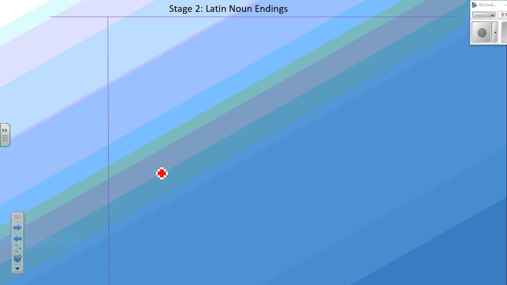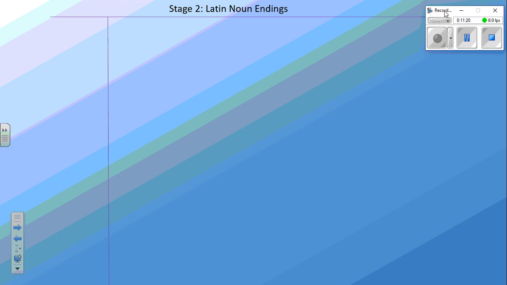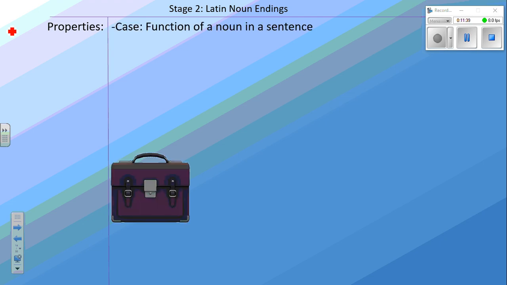All right, so Latin noun endings. Latin noun endings are what tells us the case, and they're what helps us determine what's happening in the sentence. So every Latin noun has what I call 4 properties. These are the 4 things you can tell about any noun simply by looking at its ending. You can tell its case. The case is going to tell you the function of a noun in the sentence. I have the suitcase, but also think about the suitcase as your business, right? It's the thing that carries the noun through the sentence.